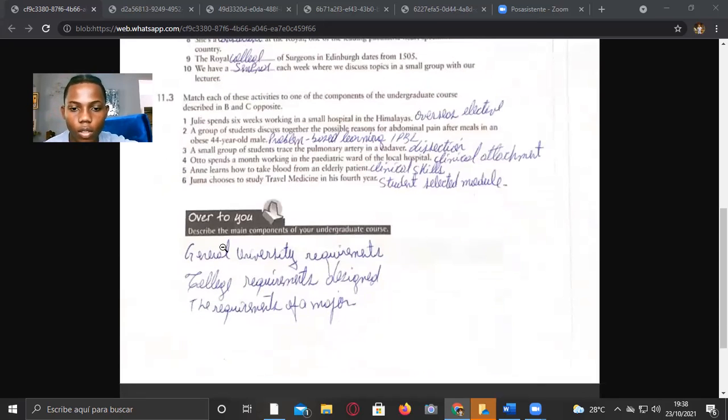Describe the main components of your undergraduate course. General university requirements, college requirements, design, and requirements of the major group.